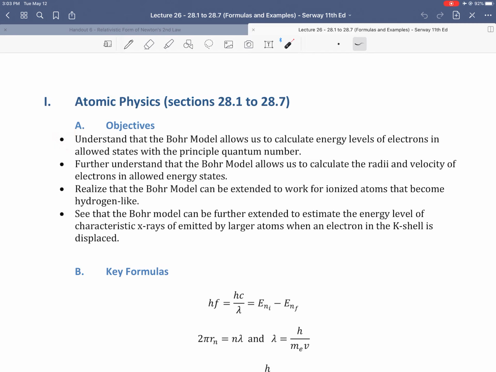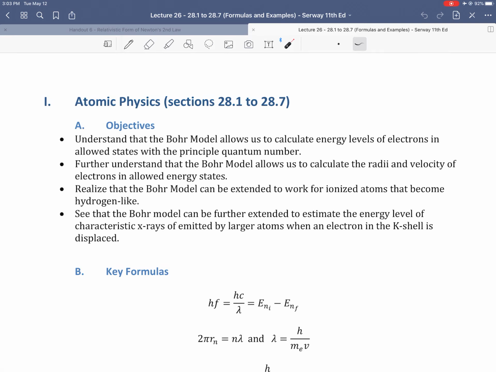We want to understand that the Bohr model allows us to calculate energy levels of electrons in allowed states with the principal quantum number, which is represented by n. It is an integer. We are further going to understand that the Bohr model allows us to calculate the radii and velocities of electrons in those allowed energy states, those quasi-orbits.